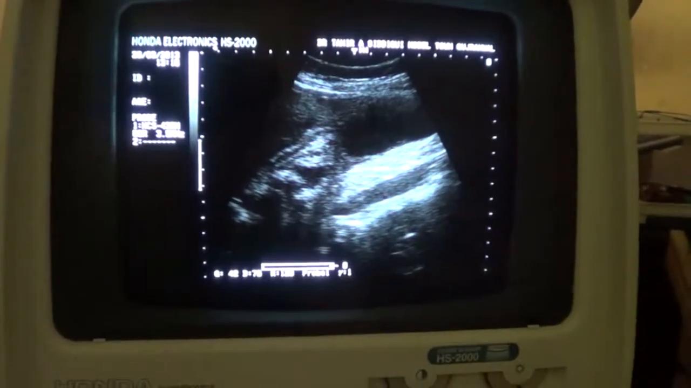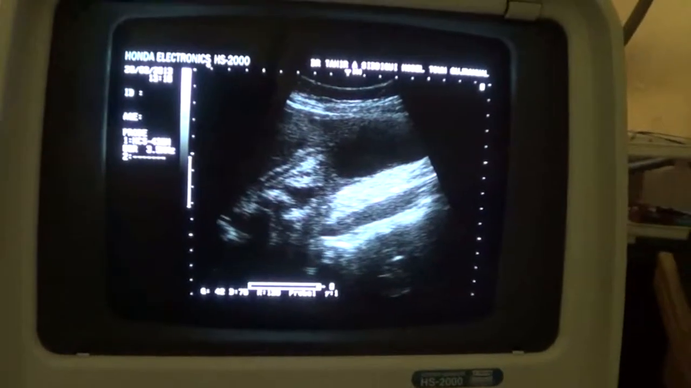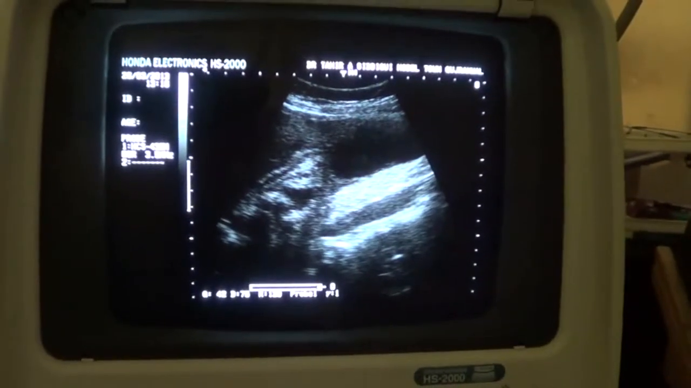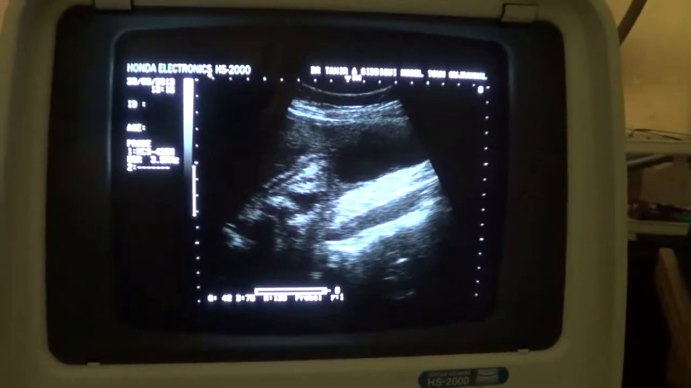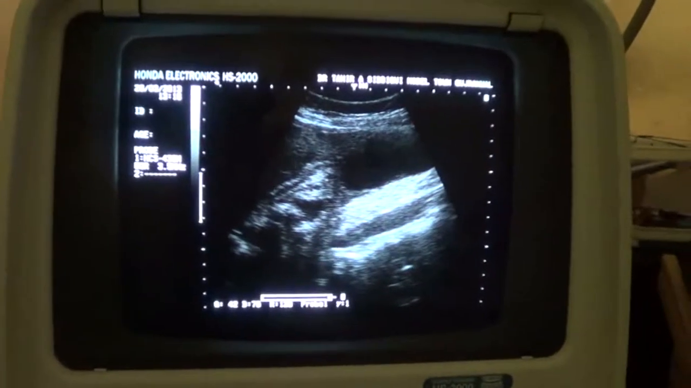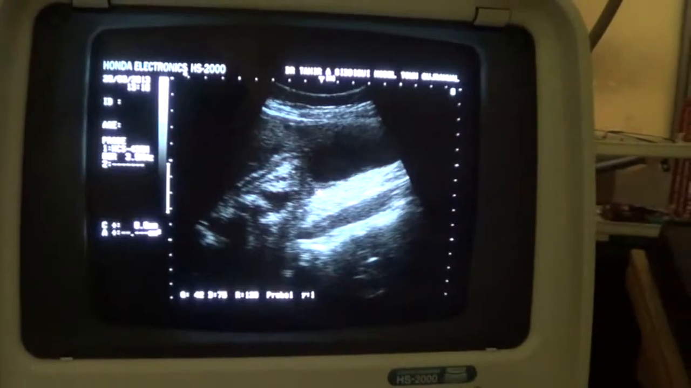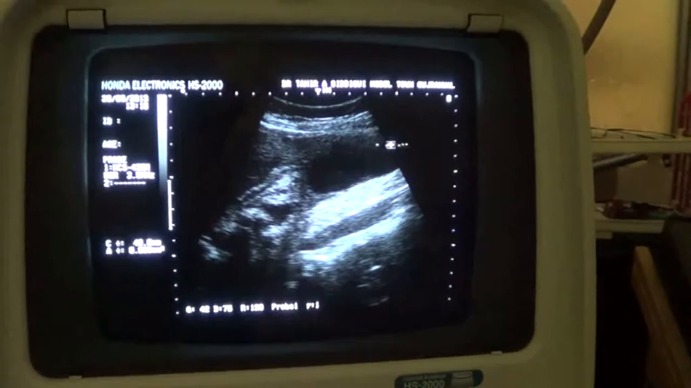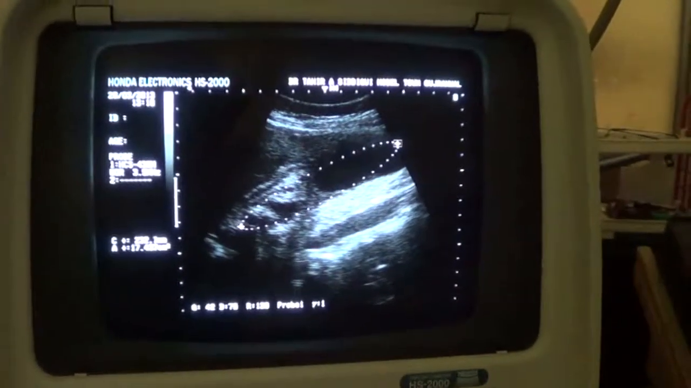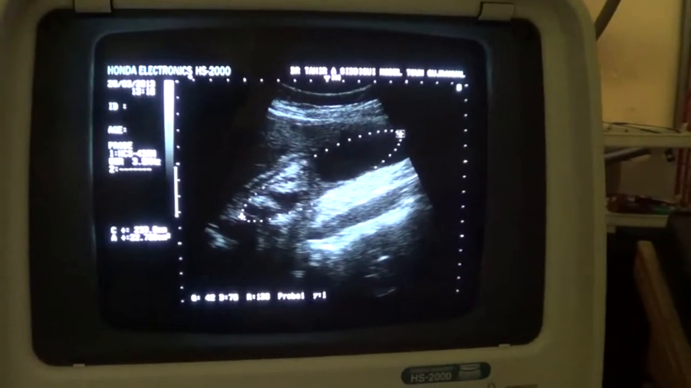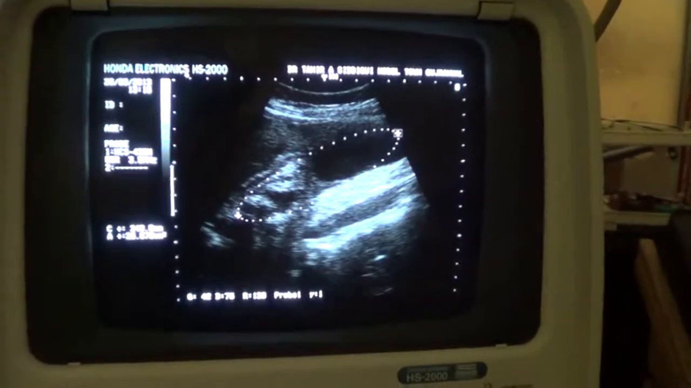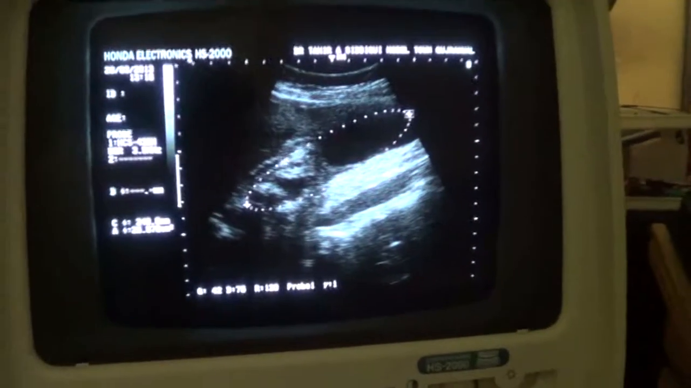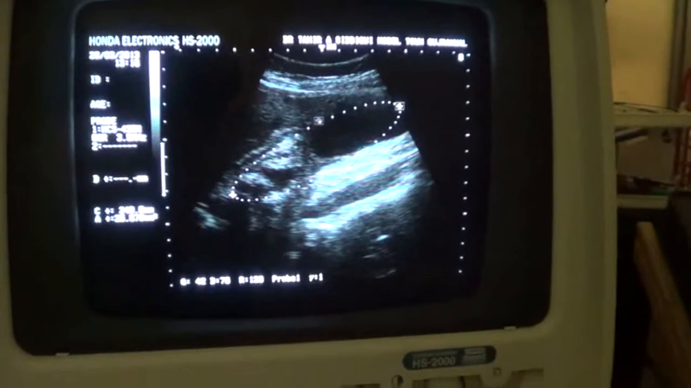Now this patient has presented with severe acute pain in the right hypochondrium and the epigastric region, and what we see is this is the gallbladder. And this is the anterior wall of the gallbladder.